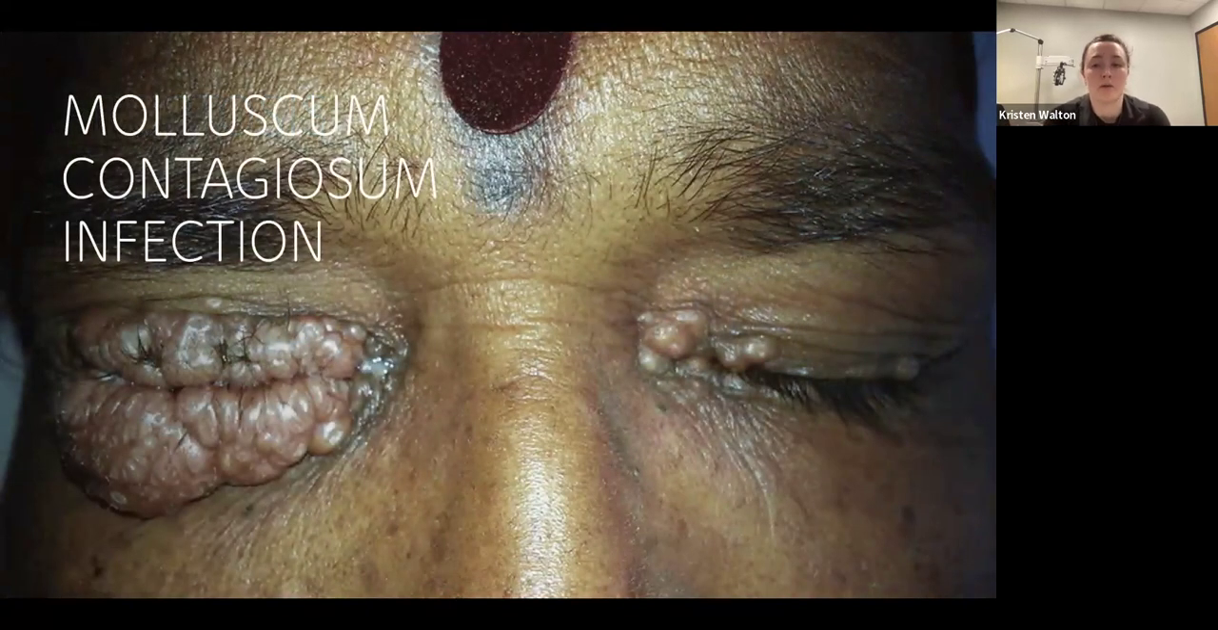This is a viral eye infection, molluscum contagiosum. It's more common in kids and can be spread via contact. A lot of the time this goes away on its own. Sometimes there's some therapy to help the patients feel a little bit better, but usually time is on your side to have this resolve.